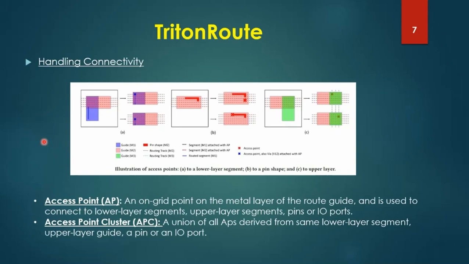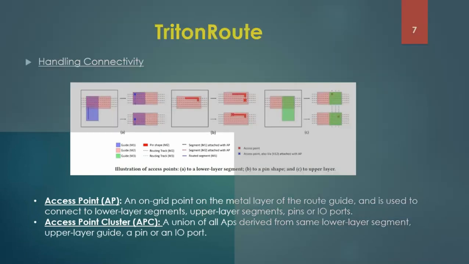So how does TritonRoute handle the connectivity portion? That is where two concepts come into the picture: the access point and the access point cluster. If you read here, the access point is an on-grid point on the metal layer of the route guide and is used to connect to lower layer segments, upper layer segments, pins or ports. An access point cluster is actually a union of all access points derived from a particular segment. What I mean by this complex statement is, I will zoom in again.